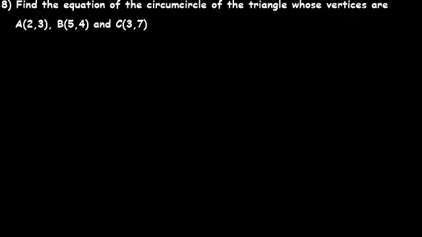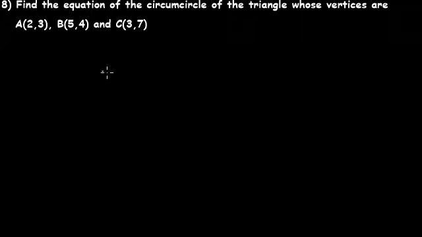Find the equation of the circumcircle of the triangle whose vertices are A (2, 3), B (5, 4), and C (3, 7). First, what exactly is a circumcircle of a triangle? We have the inscribed circle and the circumcircle. For an inscribed circle, the circle is inside the triangle. But for the circumcircle of a triangle, this time the triangle is inside a circle.